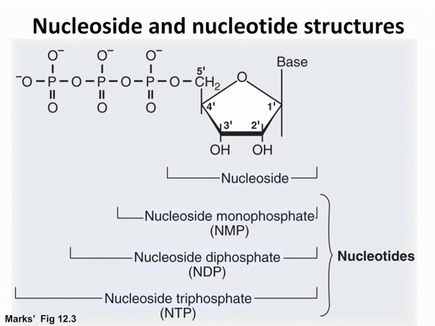So here we have nucleoside and nucleotide structures. So you should know a nucleoside is just your sugar and the base. A nucleotide is the sugar, base, and a phosphate group. So if it's one phosphate group, it's going to be a nucleoside monophosphate. If it's 2 phosphate groups, it's going to be a nucleoside diphosphate. And if it's 3 phosphate groups, it's going to be a nucleoside triphosphate.